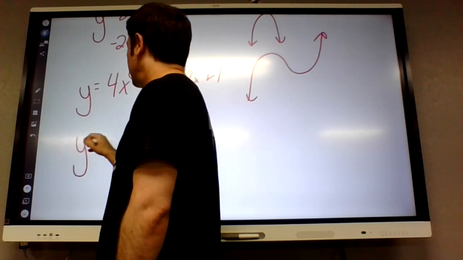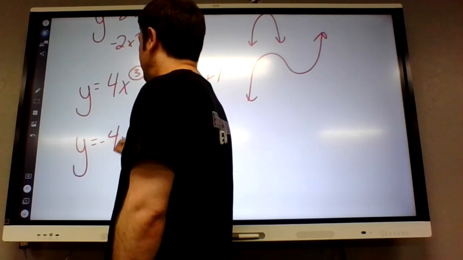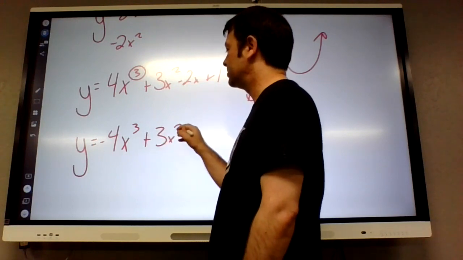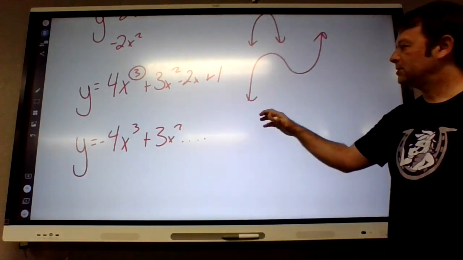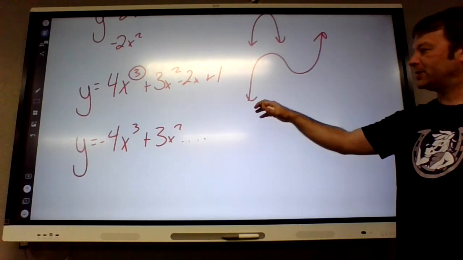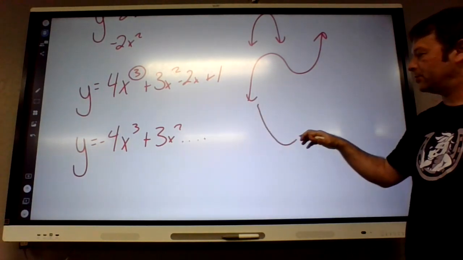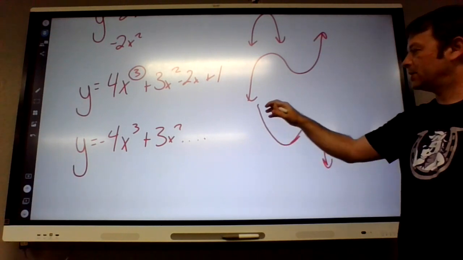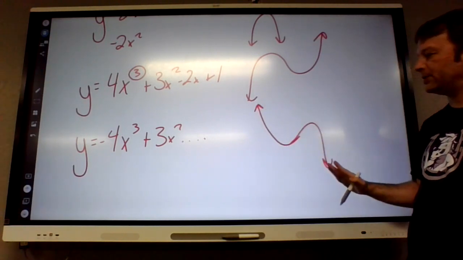So if I made the leading coefficient negative, what do you think that would do to it? It would flip upside down. So it would go down, starting up, going down, and end down. So it's kind of up to down.